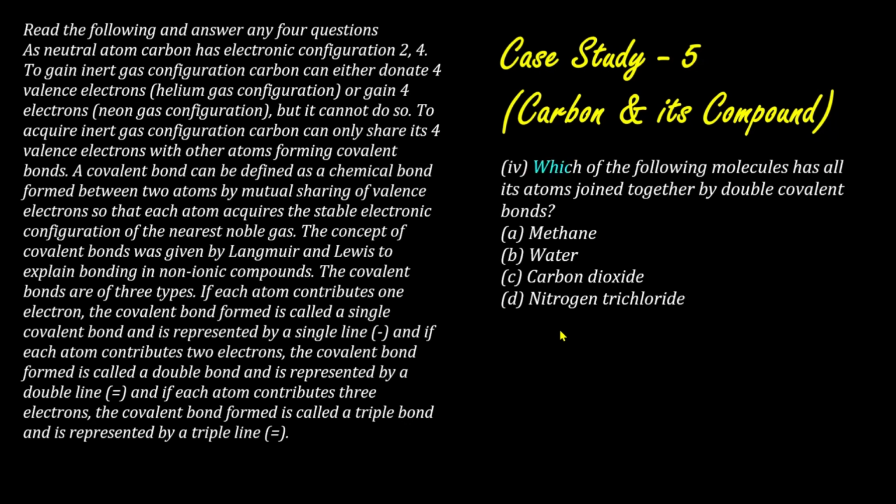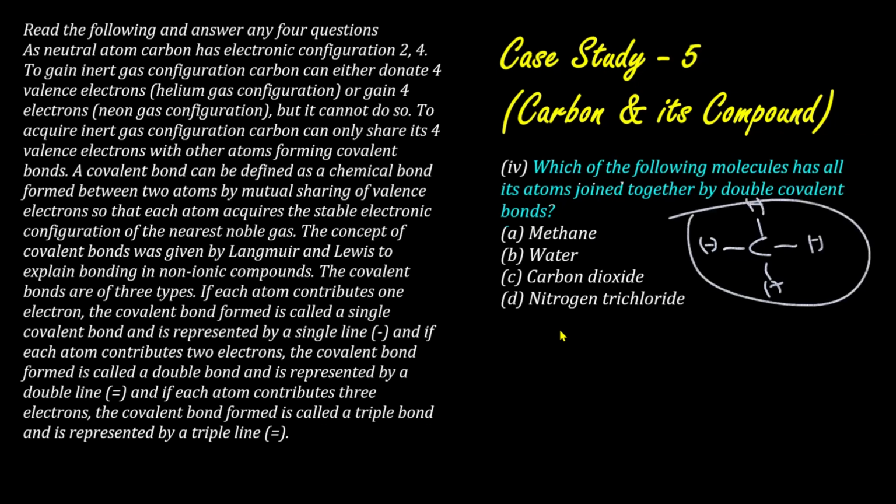In the fourth part, it says, which of the following molecules has its atoms joined together by a double covalent bond? Okay, so they are all covalent compounds, but we have to look for the double covalent bond. Methane is something that every student, after completing the chapter, must know. This is the methane structure, having only single covalent bonds. We need double.